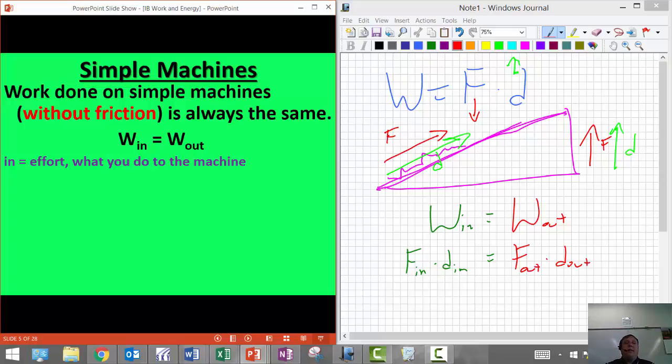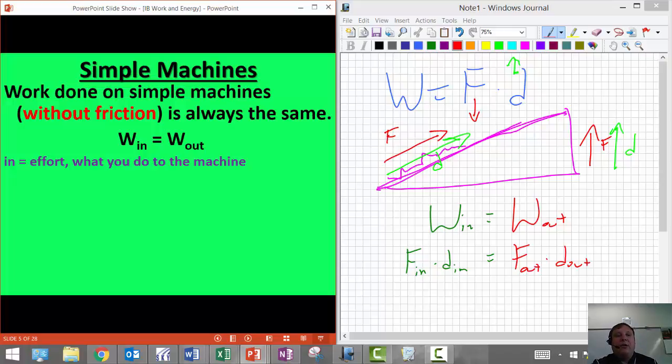Okay, so if you're talking about a pulley, the input is what you are pulling on the machine. If you're talking about a lever, it's what you are touching on the lever. For this inclined plane, the input is what you actually do. In this case, I use the stairs, so that's the input force for me, and the distance for me to go on the stairs. Okay, so that's going to be the diagonal section there.